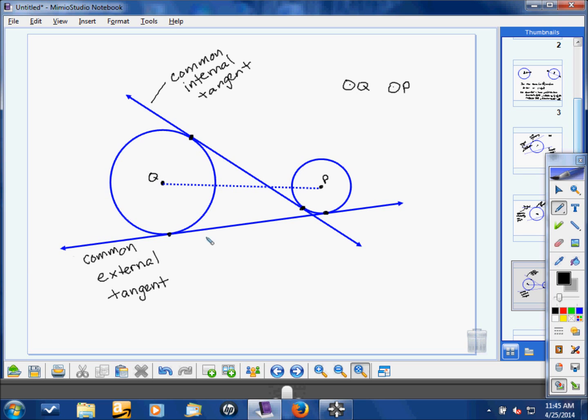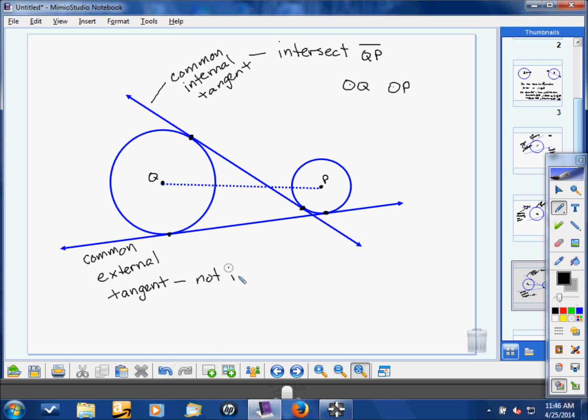If the common tangent intersects segment QP, then it's a common internal tangent. If the common tangent does not intersect segment QP, it's an external tangent. Okay, so that's more of a technical way of putting it. So a common internal tangent will intersect the segment connecting the centers, segment QP. The common external tangent will not intersect.